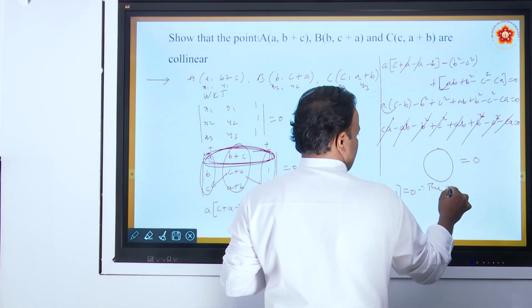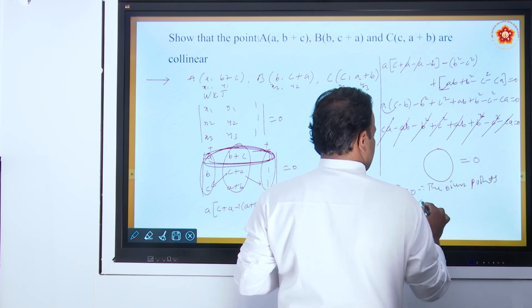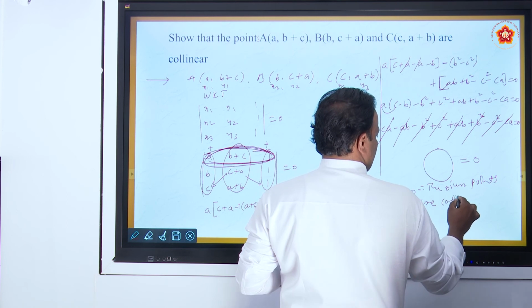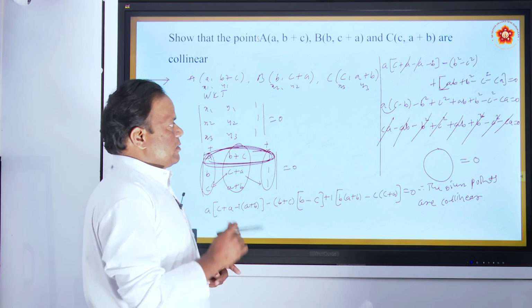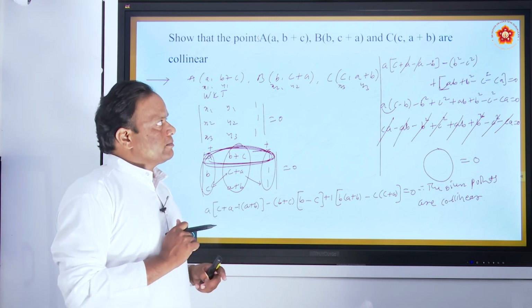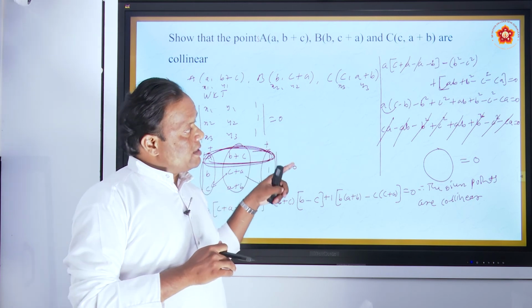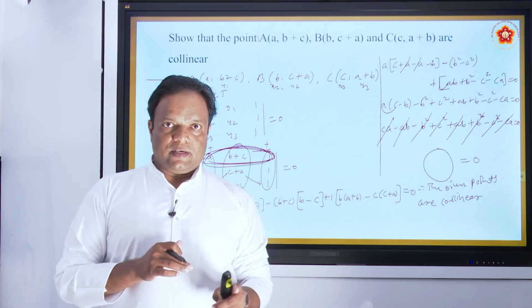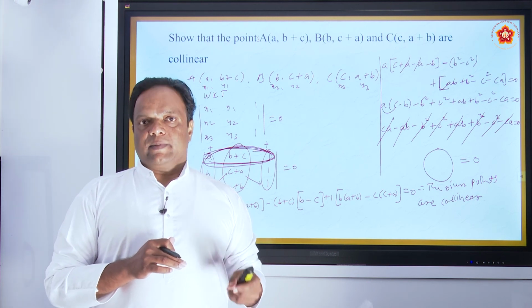Therefore, the given points are collinear, meaning they lie on the same line. Okay, so it takes time. You can get a little confused in between, multiplying, as there are so many signs. So use the properties for this. Properties are the very best method to solve determinants.